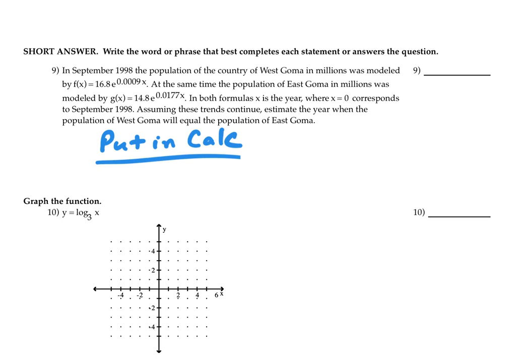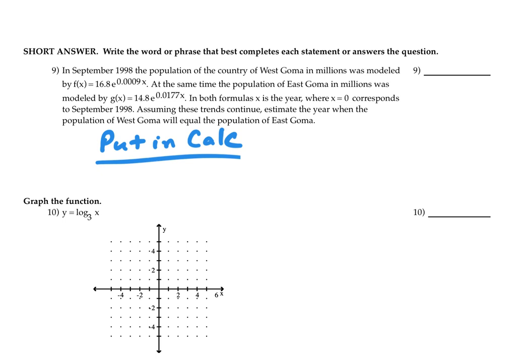So there's all kinds of different questions that could be asked here. I could ask you how many years have passed. I could ask you in what year would we be looking at? Or I could say, what's the population when the two countries are the same? So these are two made-up countries, East Goma and West Goma, and they give you a function that represents the population of those two countries.